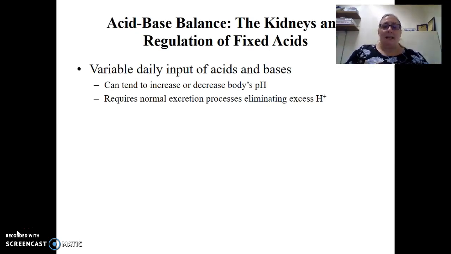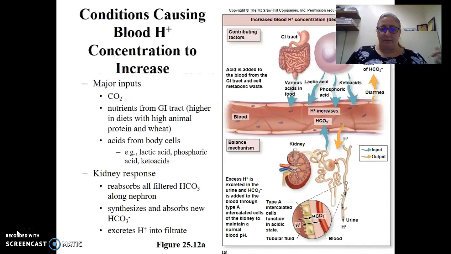We're always taking in different amounts of acidic or alkaline substances to our body, and these are going to affect our pH. So we're constantly having to use respiratory or renal buffers to make sure our pH stays maintained, or chemical buffers. So what are some of the things that cause our pH to drop?